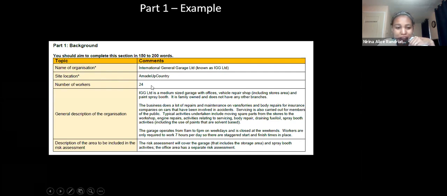Okay. Number of workers, and then description of the organization and description of area to be assessed. So just a quick reminder again, description of the organization: maybe you have a very large organization, maybe you're working in an offshore platform, so you describe that. But then description of the area to be assessed: maybe you cannot assess the entire offshore platform, you only focus on the accommodation, so that's the part we are talking about here. So describe the accommodation because that's the area that the risk assessment will cover.